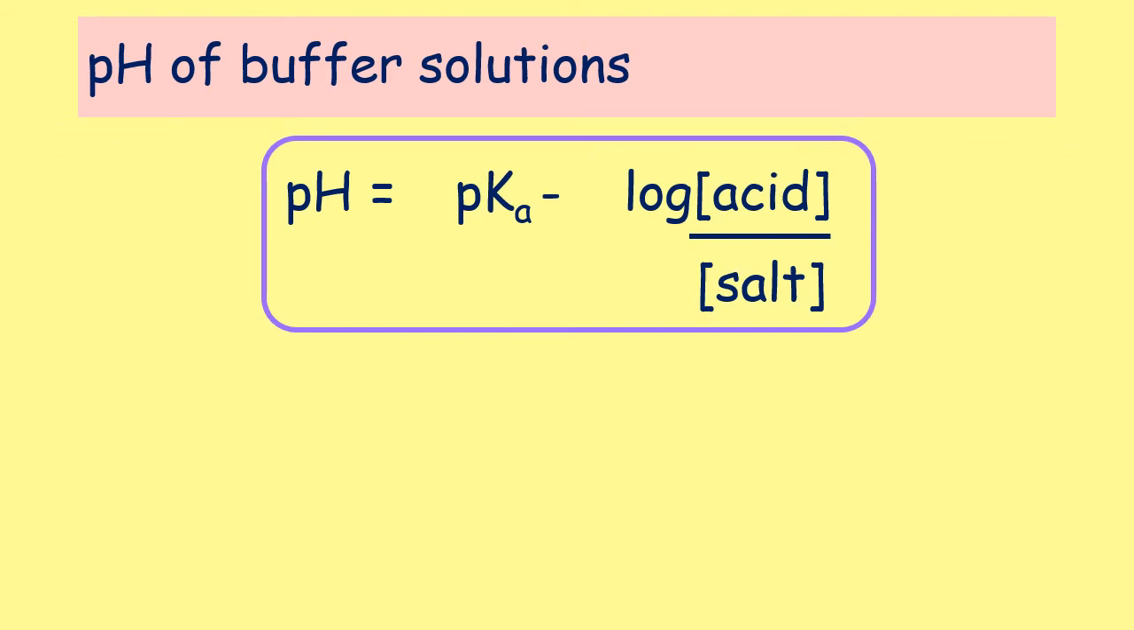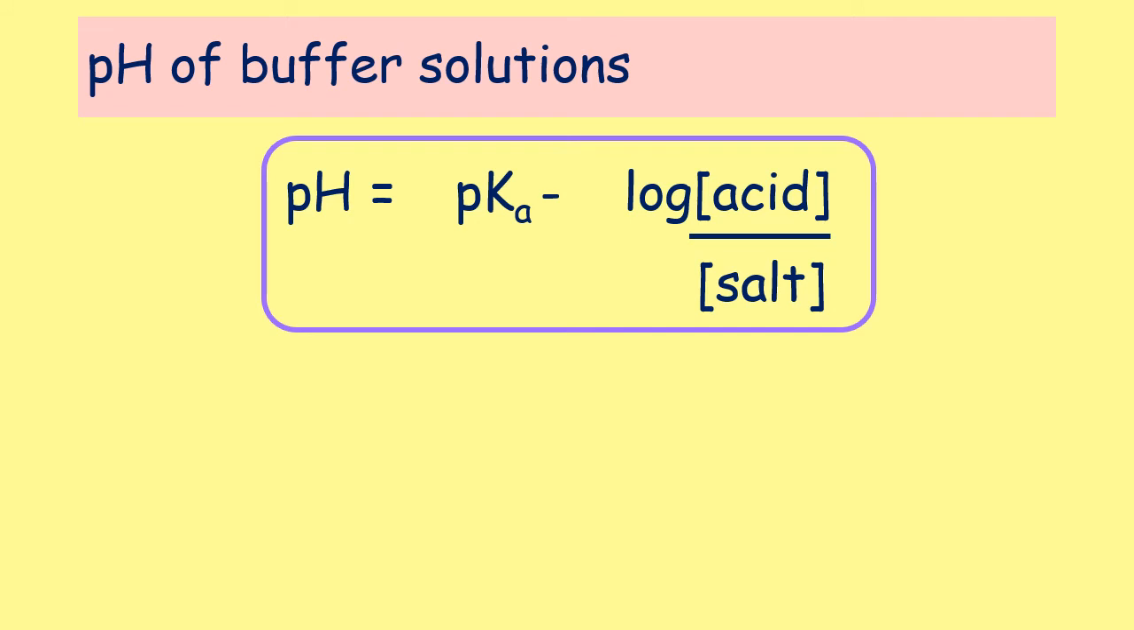Now, in order to know what pH your solution needs to be, you have to use this equation. Now this equation, pH equals pKa minus the log of acid divided by salt. Normally whenever we have Ka and logs, we're thinking about equilibrium conditions, and we'd think about the concentration of acid and concentration of salt at equilibrium. In this equation, your concentration of acid and your concentration of salt are your starting concentrations, what you would actually make up before equilibrium is reached.